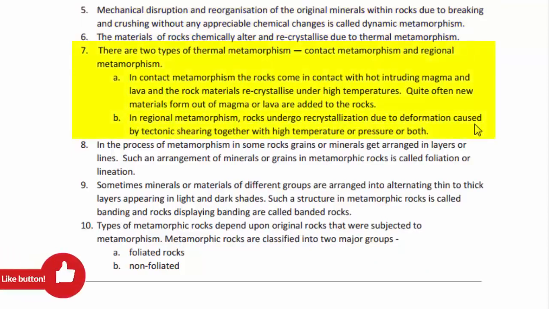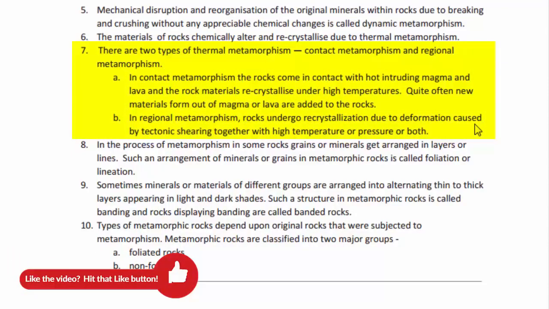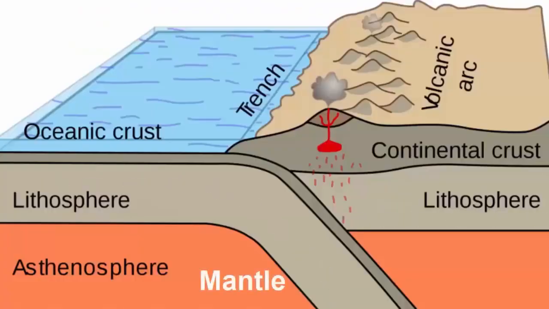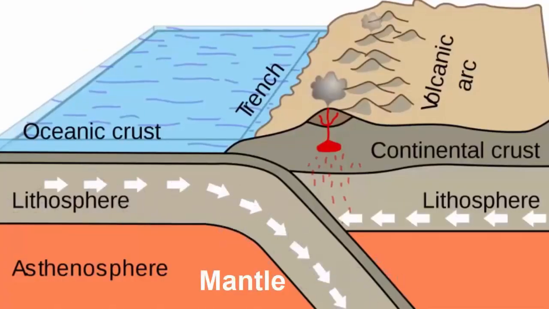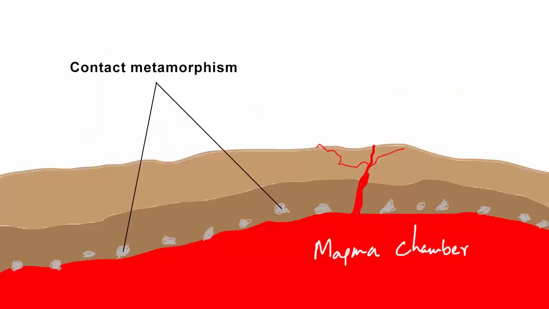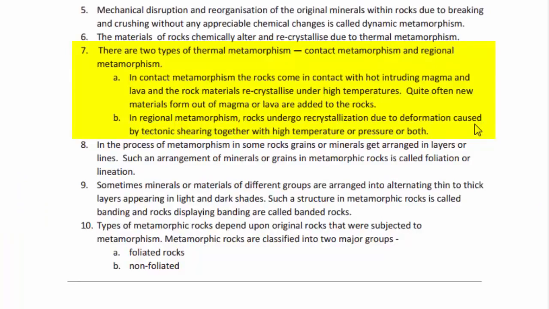Now under thermal metamorphism, there are two types. One is contact metamorphism and the other is regional metamorphism. To understand this, I will do an illustration. So far we know that rocks make it to the interior of the earth due to tectonic activities, right? Now when the rocks are under the crust, contact metamorphism refers to the point where these rocks come in direct contact with hot magma and lava. So this is going to melt the rocks and recrystallize them in a different form. So this is contact metamorphism.